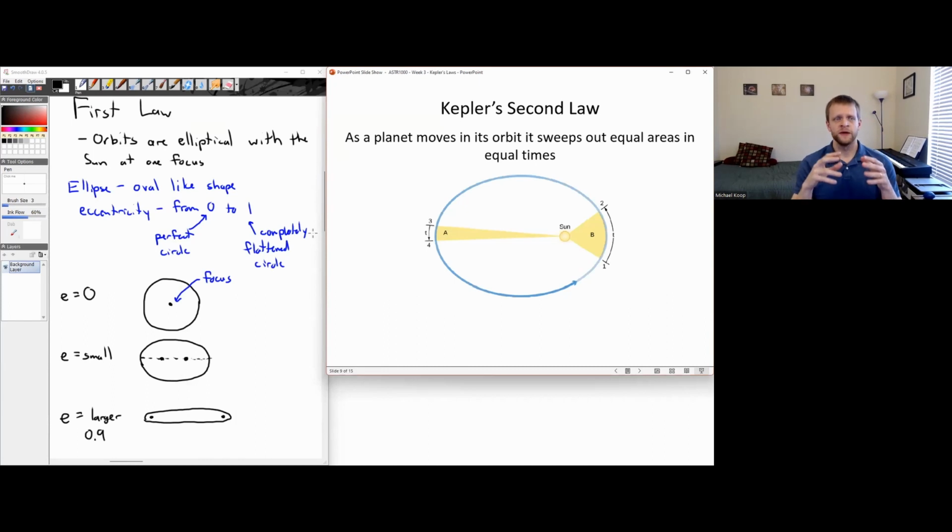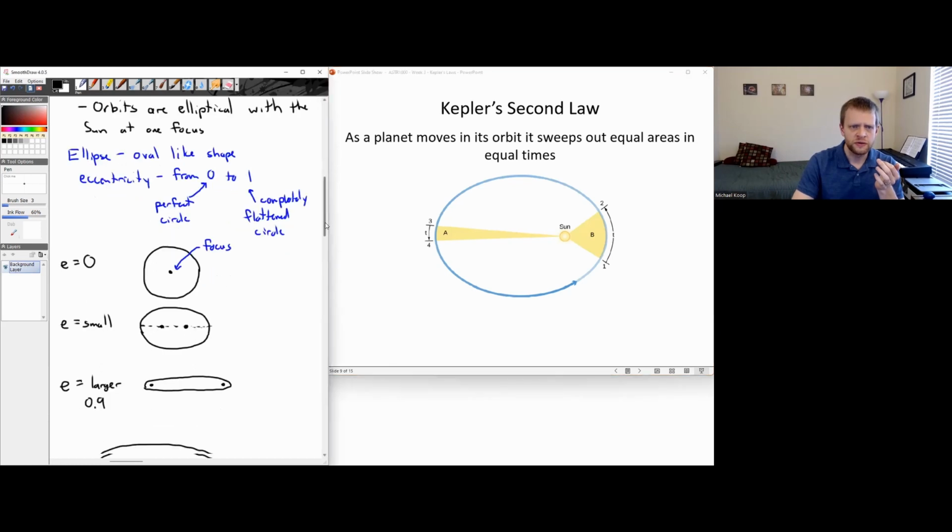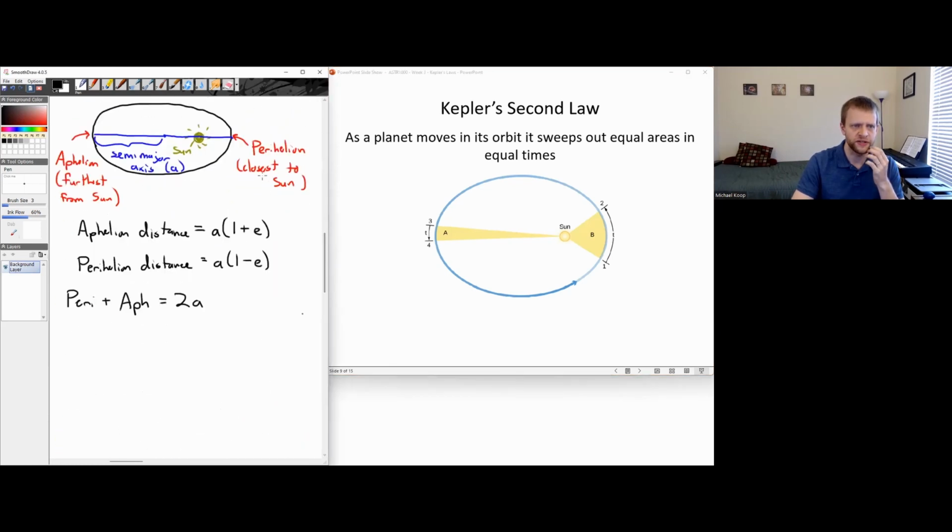So again, first law, orbits are elliptical with the sun at one focus, and we've defined some things like the eccentricity of the orbit, the semi-major axis of the orbit, the perihelion position, and the aphelion position. So those are going to be important later on.